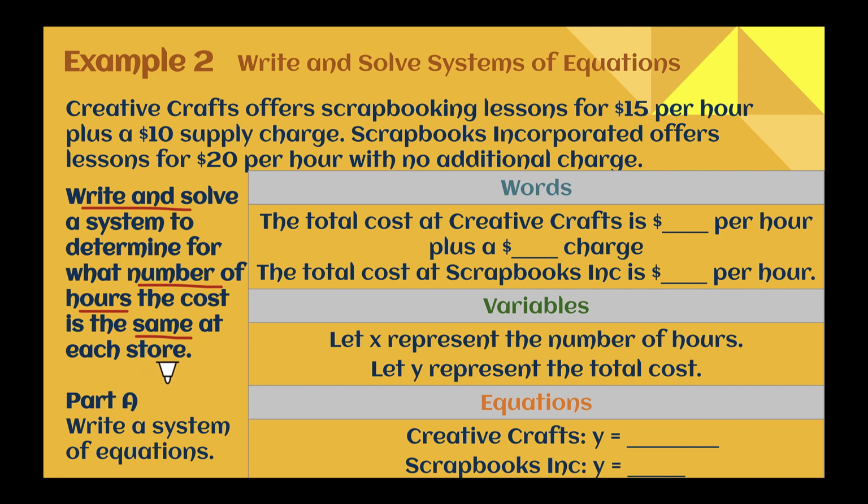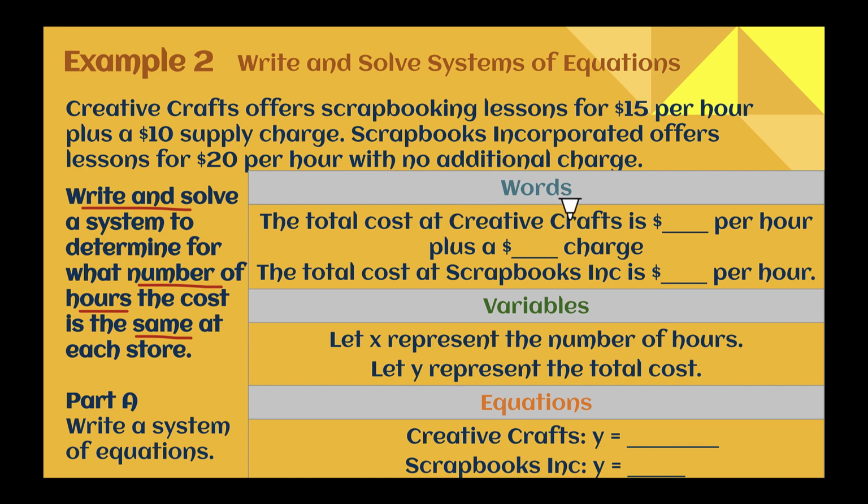So to figure out how many hours will the cost be the same, we're essentially writing an equation for each, and if they're the same, we need to make them equal. In terms of systems of equations, that equal part is the part where they intersect. That's how we get our solution. That's when it's the same point on both lines. So let's write our equations.